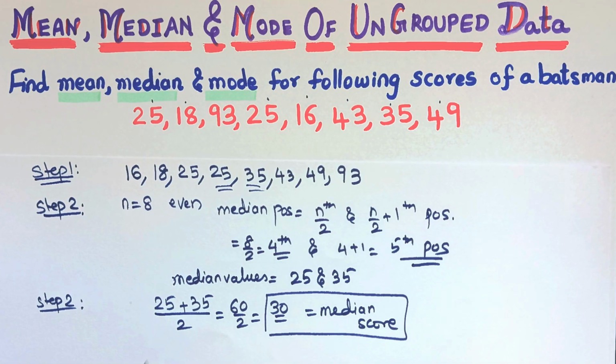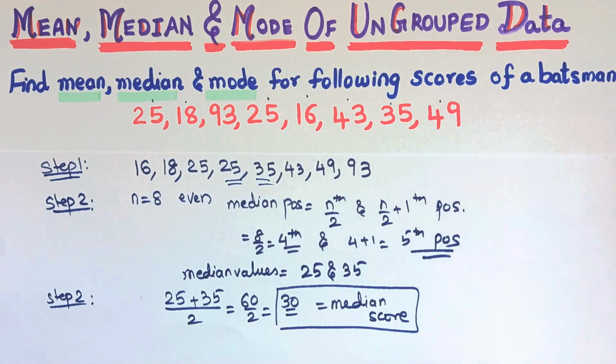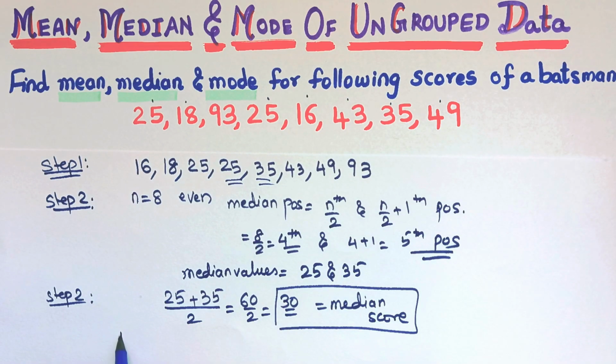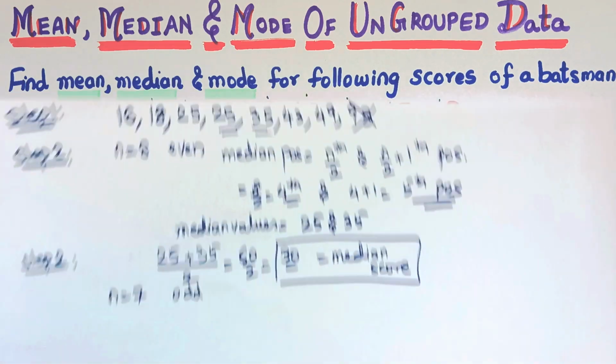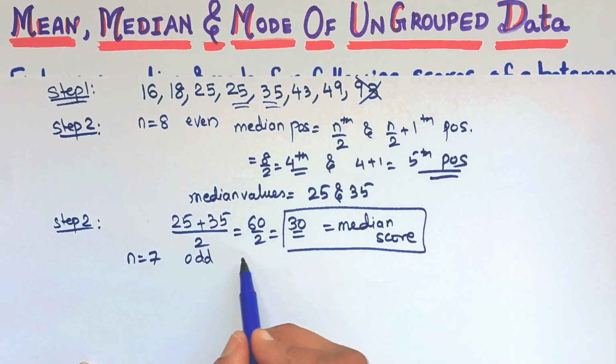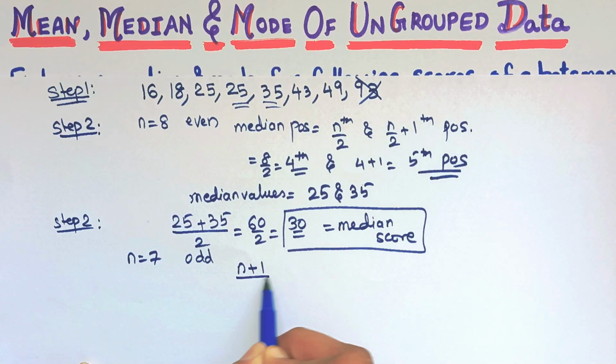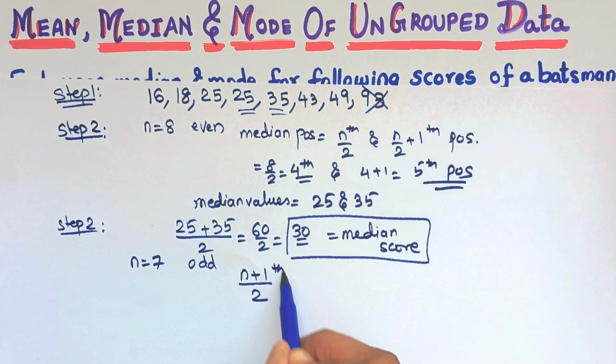Now let's also discuss what happens when there are odd number of observations. So suppose I had n equal to 7. Let's just suppose this data was not there. I'll just take this data is not there. So there will be 7 observations, n is odd. So in that case, what will be the condition? Yes, the median position is simply n plus 1 by 2th position.